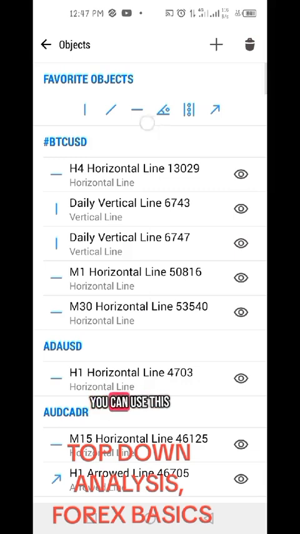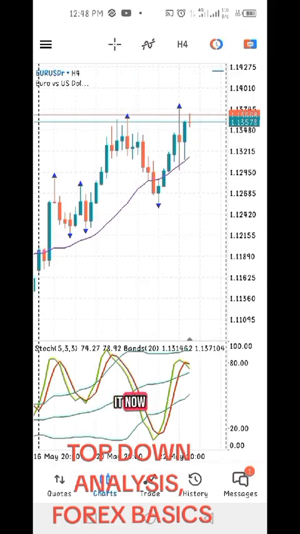Now, this is horizontal line. This is a slant line. This is vertical line. Vertical line, slant line, or forward slash line. Then this is a horizontal line. This is arrow line. Now, this is what we want to use to draw our key zones and key levels, this horizontal line. Then you click on it. Are you getting it now? Then you click anywhere on your MT5 to just do like this. Can you see? It will come out. It's just like magic.